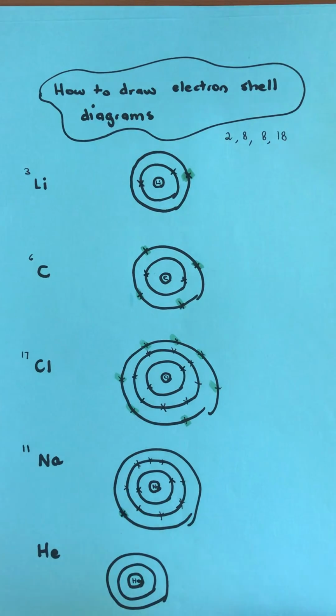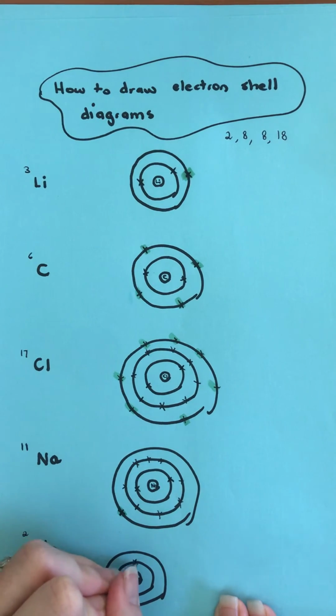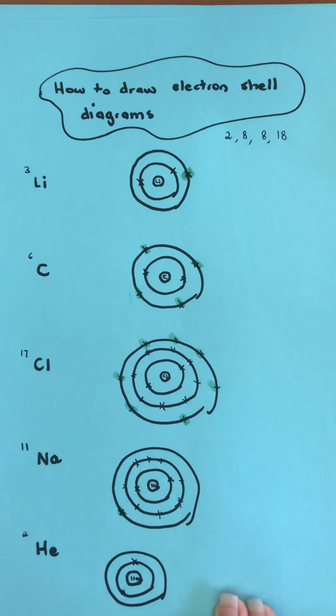Our last one we have here is helium, and its atomic number is 2. So it has 2 electrons there, and that is a full shell, which is why helium is very unreactive. It doesn't want to lose any electrons. It doesn't want to gain any electrons.